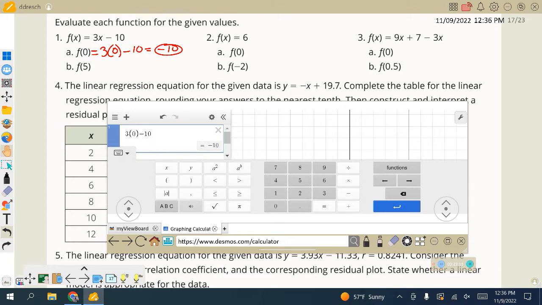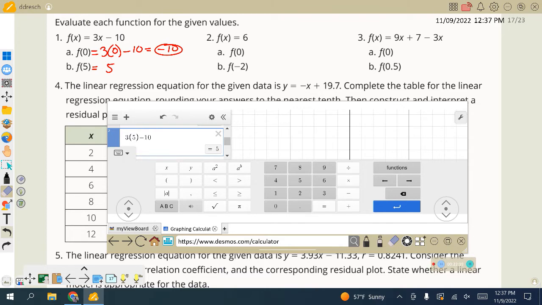Redo that now, but now what do we want to plug in? We want to plug in the value of 5. So type it in for the next one. 3 parentheses, 5, and then what are we doing? Minus 10. If you did that correctly, you better be getting a 5 right there. If you're not getting a 5, you don't know how to use your calculator. That's sad. It's an easy skill to learn.